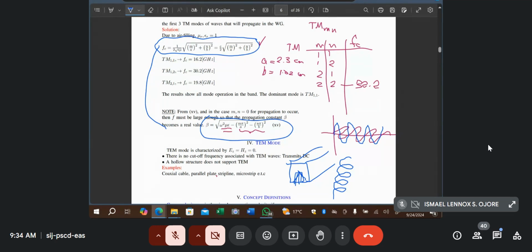The cutoff frequency is the minimum frequency at which a particular mode of a wave can propagate in a waveguide, and below which waves are attenuated. Yeah, very good. That's correct. So below that cutoff frequency, if you try to propagate, there will be attenuation.